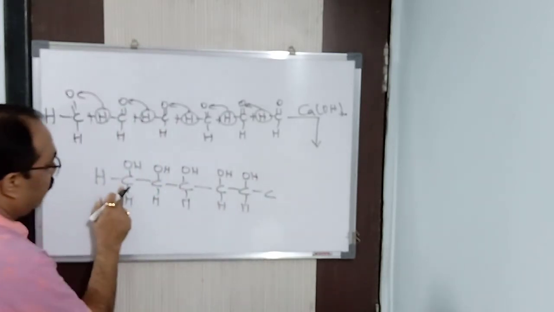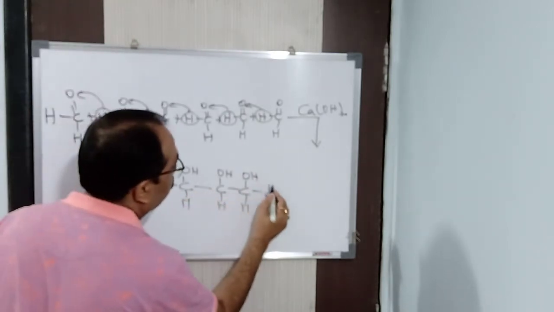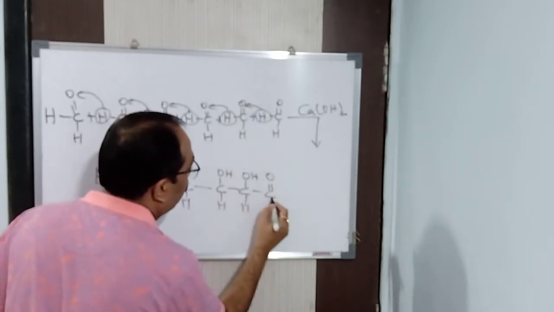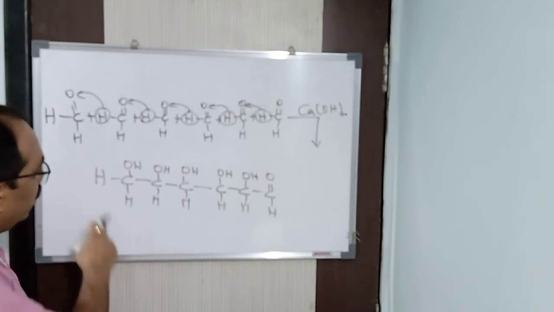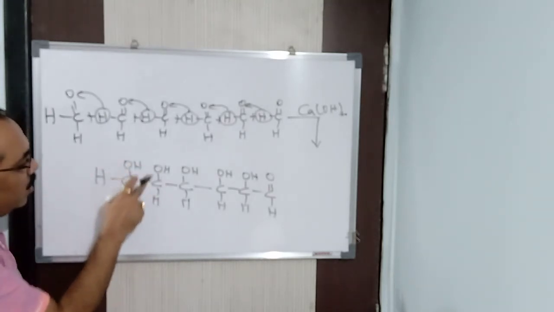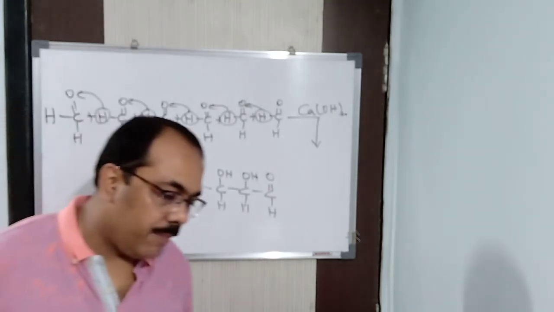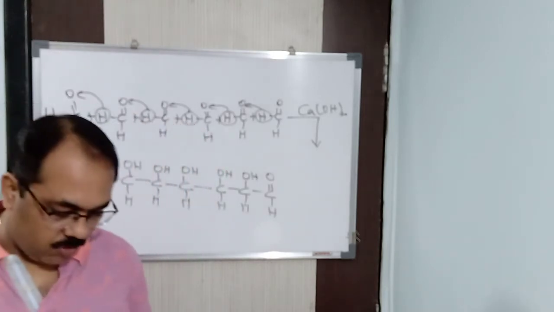How many do we have? We got 1, 2, 3, 4, 5, and the last one is C double bond O, single bond H. This is known as formose. You can see everything is satisfied. Each carbon atom has 4 bonds, and OH, OH, OH, you are getting it. So in this way it is called formose, F-O-R-M-O-S-E.